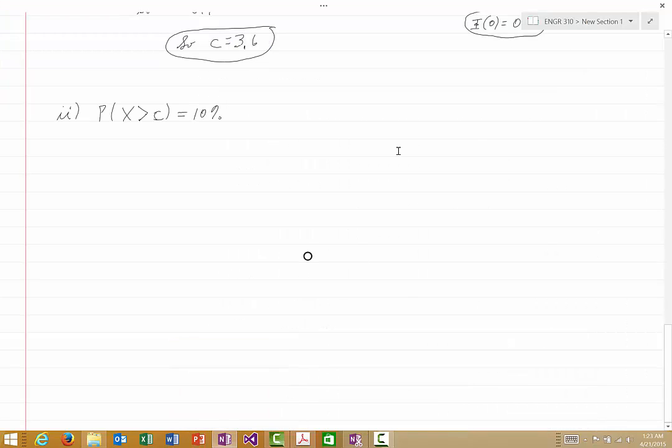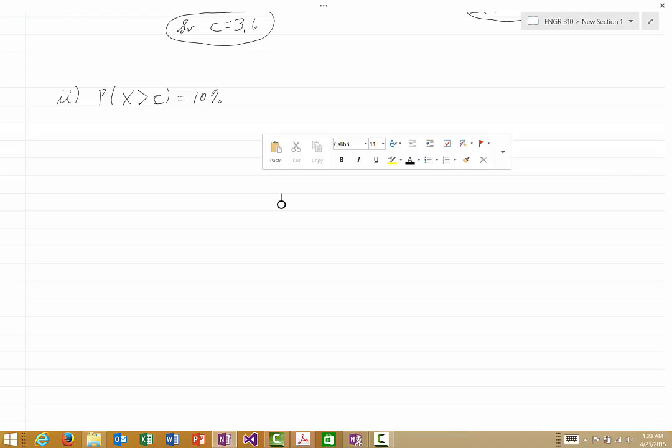Well, let's see here. I guess the way I would approach this is the following. I would say the probability that x is greater than c is 1 minus the probability that x is less than or equal to c.